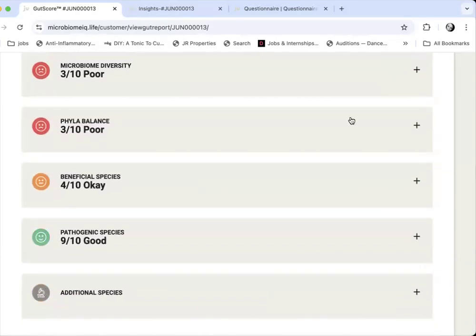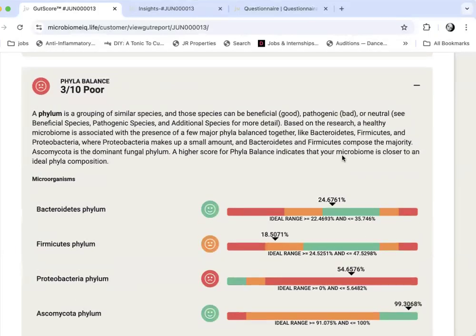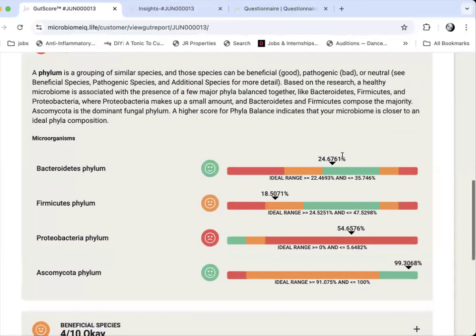All right. The phyla balance. Phyla is just a word for a group or family of bacteria and fungi in the gut. And so the reason that this is important is because we want to see how the phyla or groups of bacteria and fungi in the gut are present in relation to one another.